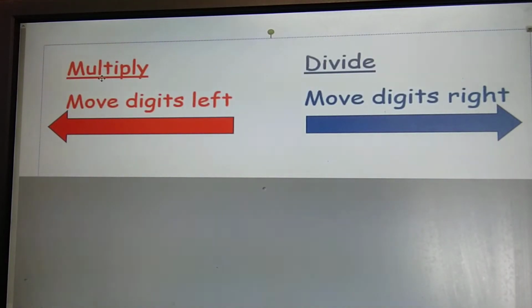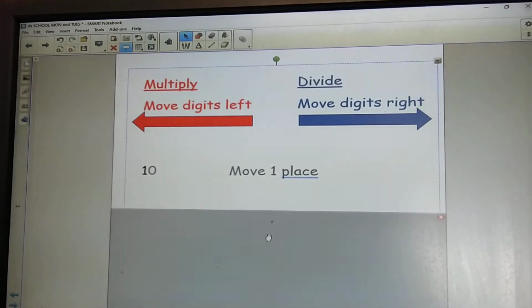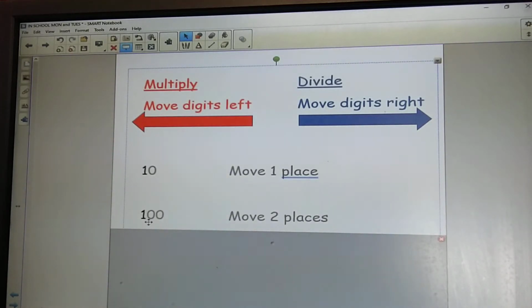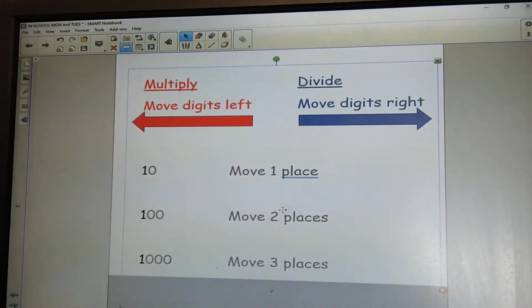Remember, if we are multiplying, we are going to move our digits to the left. And when we divide by 10, 100 or 1000, we move the digits to the right. We can use the number of zeros to help us. So if we are multiplying and dividing by 10, we will move the digits one place. If we are multiplying or dividing by 100, we will move two places. And if we need to multiply or divide by 1000, we are going to move the digits three places.